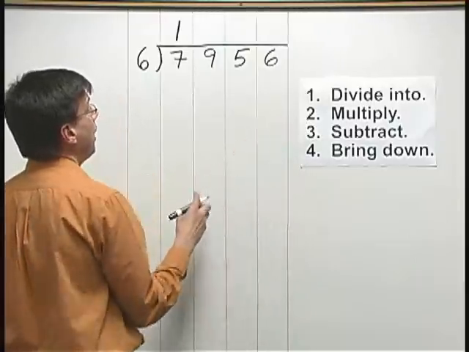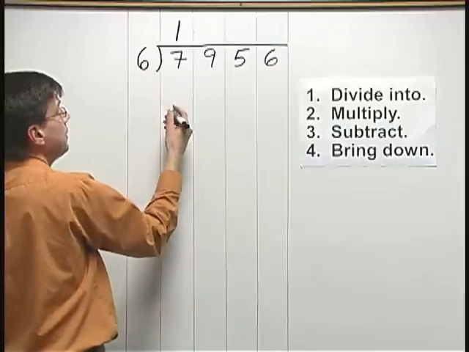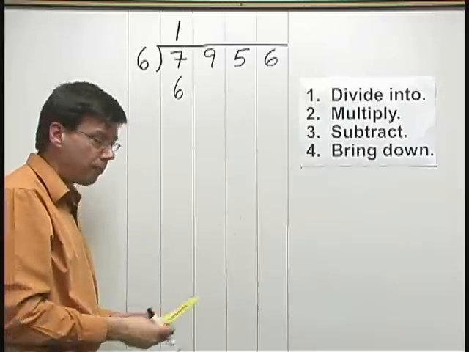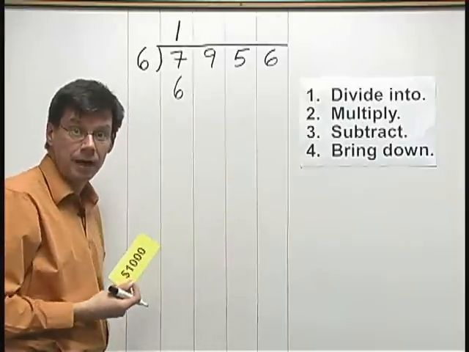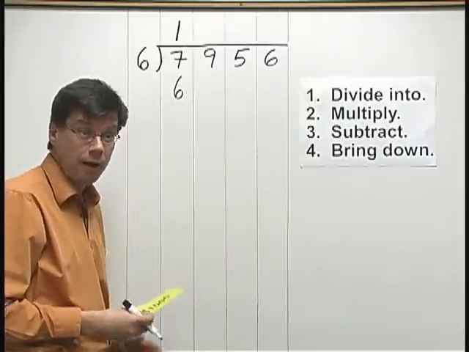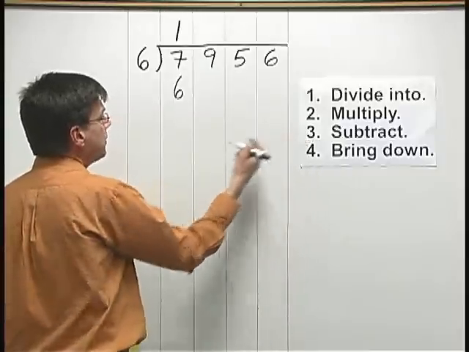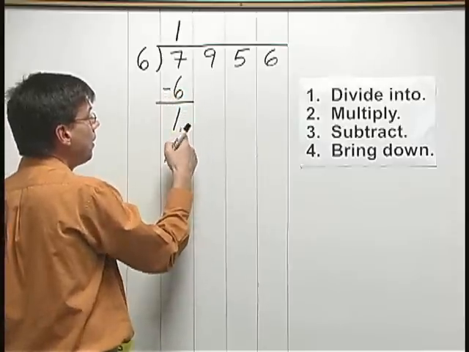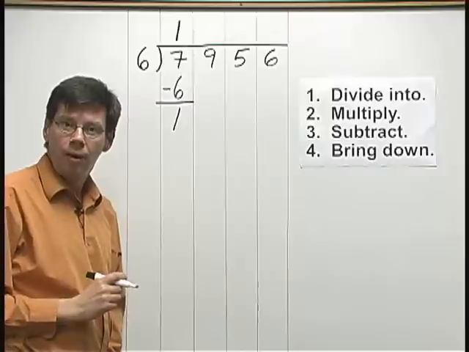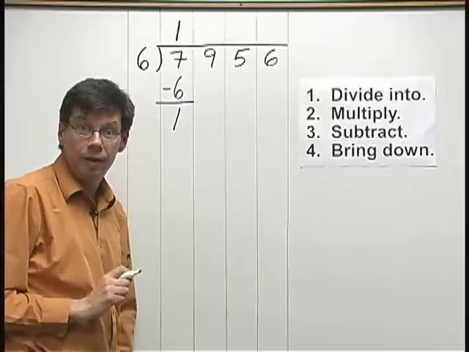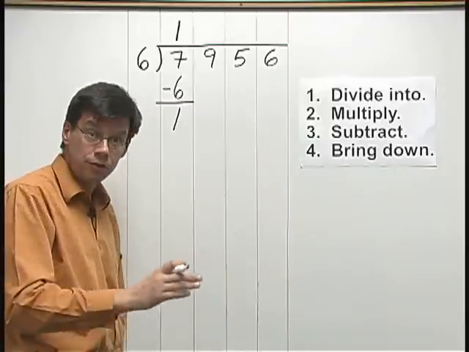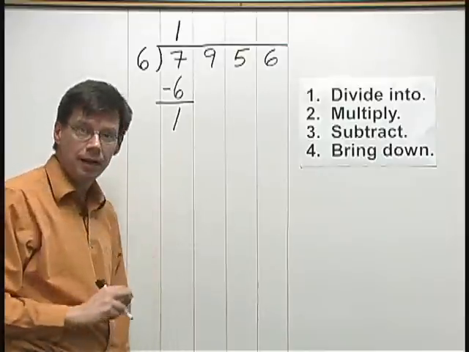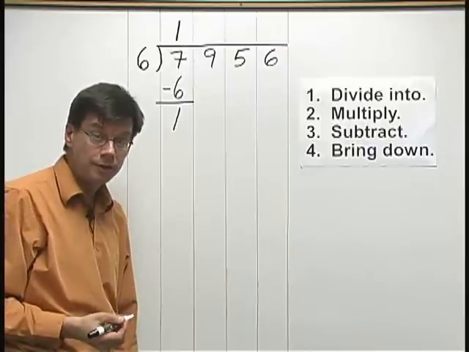Next, I multiply. 1 times 6 is 6. The 6 that I write here represents the 6 different $1,000 bills that went into the 6 trays. Next, we subtract. 7 minus 6 is 1. The 1 that I get here represents the $1,000 bill that was left over after we distributed the 6. Remember how we exchanged that $1,000 bill for 10 100s.